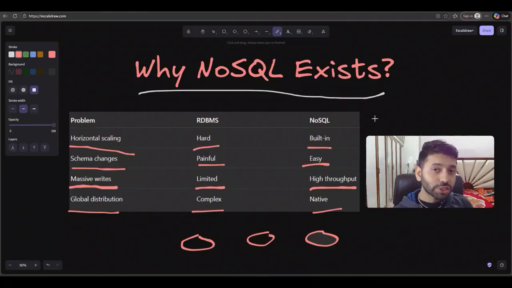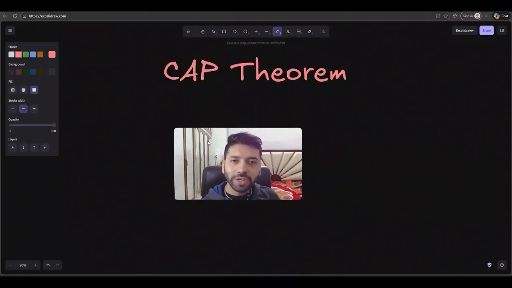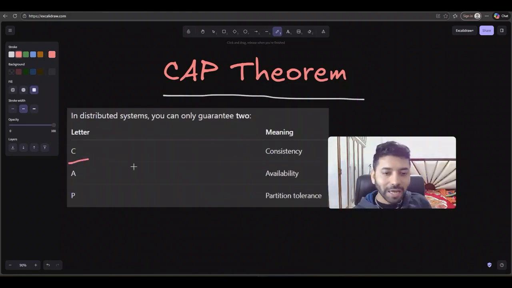All right, so now that we have mentioned the consistency point here, let's discuss a very important concept which is very frequently asked in interviews, and that is the CAP theorem. So the first question is, what is CAP theorem? Basically in CAP, C stands for consistency, A stands for availability, and P stands for partition tolerance.